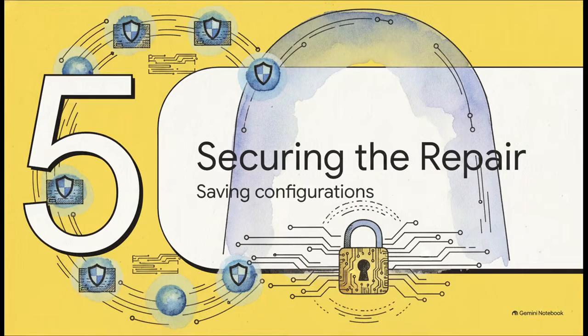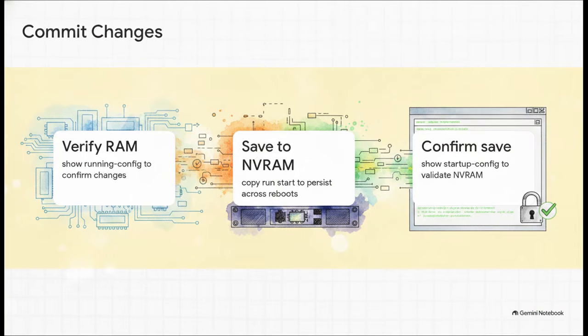Section 5, securing the repair. Okay, we have successfully isolated the fault, debugged the issue, and repaired the configuration. But listen to me, our job is not finished until we secure our work. To prevent an absolute disaster, we follow a strict 3-step sequence. First, we verify our active changes in RAM using show running-config, just to ensure everything looks correct. Second, we permanently write those changes to NVRAM using the copy run start command or copy running-config startup-config. Finally, we confirm the save by checking show startup-config to validate that NVRAM exactly matches what we intended to do.